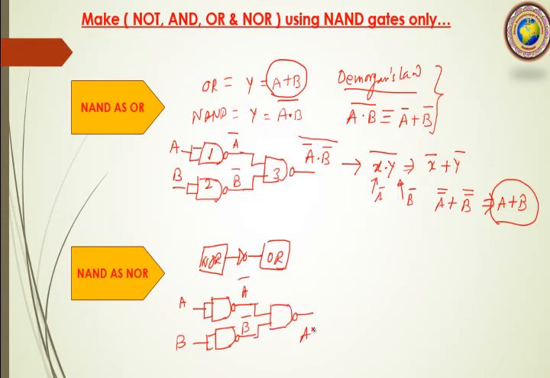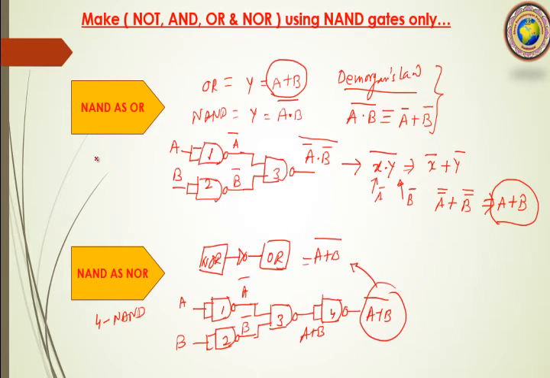So this is our A plus B OR gate, and we want to convert it into the form A plus B bar. So here we just put in another AND gate, which is used for the conversion of our input. So A plus B bar is equivalent to our NOR gate. This way we can develop it by using 1, 2, 3 and 4. So for this NAND as a NOR we are using 4 NAND gates. Same way, we are using 3 NAND gates. Same way, we have to remember these particular gates and their design.